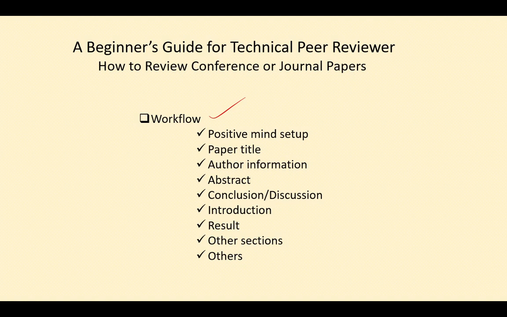So first I set my mind, then I read the title, then check the author information, and then I read the abstract. Read the abstract for at least 2 times, and then jump to the conclusion. So you will see why I do that. And again read the conclusion for at least 2 times.